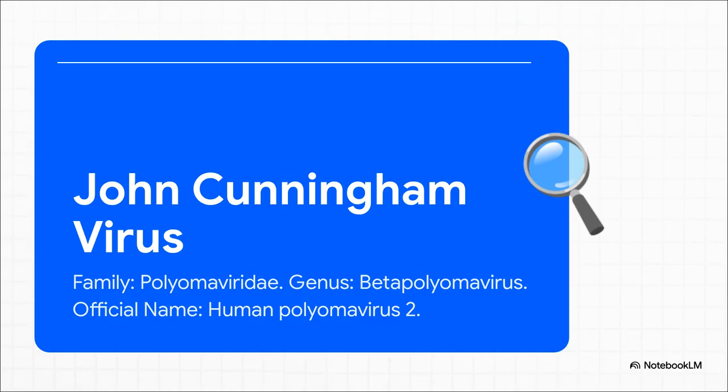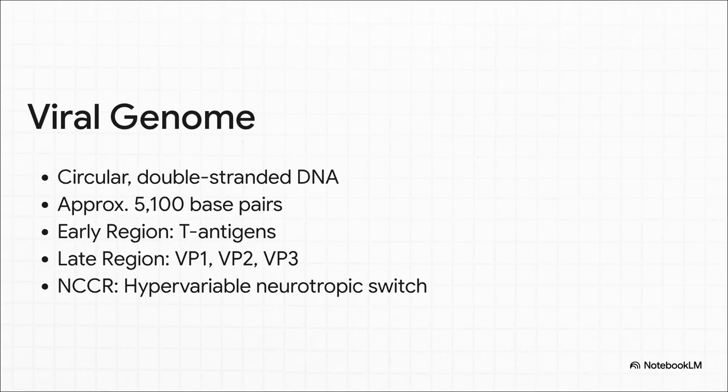Formally, its name is human Polyomavirus 2. It's a member of the Polyomaviridae family, which puts it in the same club as the well-known BK polyomavirus. Its genome is this compact, circular, double-stranded DNA molecule. Now, the early and late coding regions are pretty conserved. But the really crucial part, the part you have to pay attention to, is the non-coding control region, or the NCCR. This region is hypervariable.